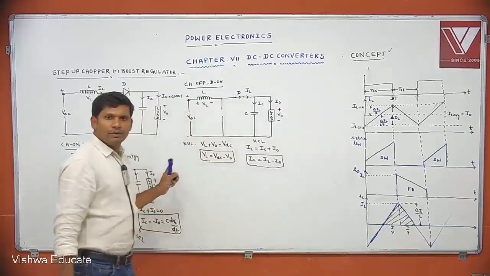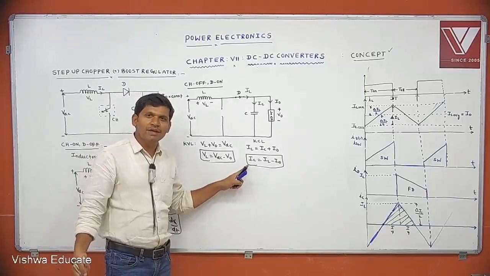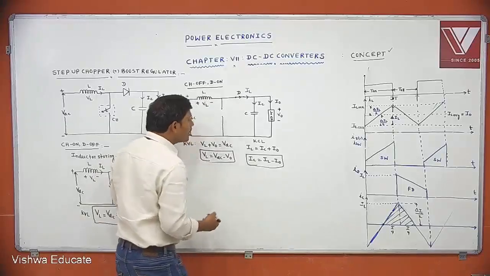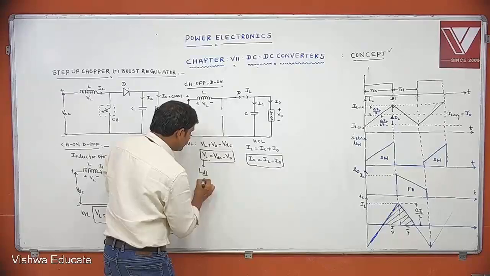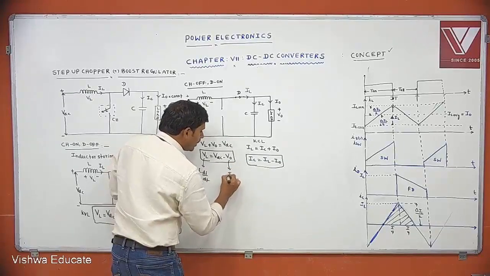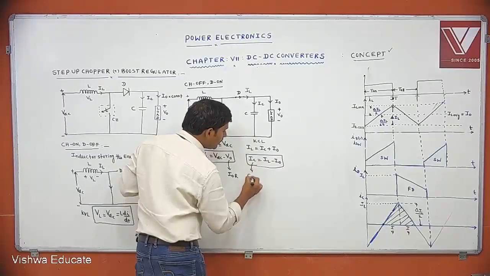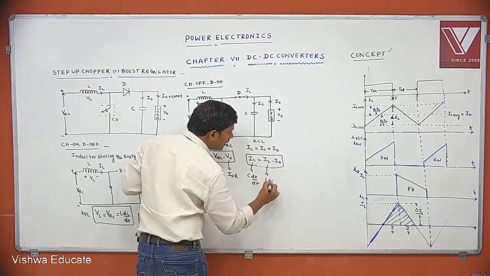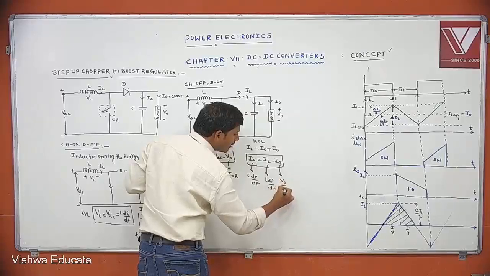VL equal to L into di by dt during off state, and IC equal to C into dV by dt. IC is written as C into dV by dt. Don't confuse with this. You write VL equal to L into di by dt. You write V naught equal to I naught into R, if it is a resistive load. IC equal to C into dV by dt. IL is related to L into di by dt, and I naught equal to V naught by R. Like that also you can express.